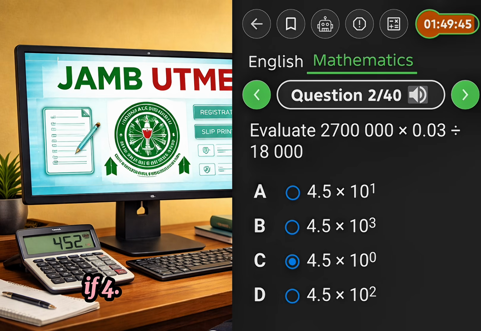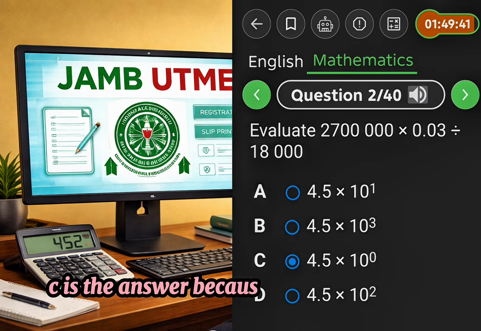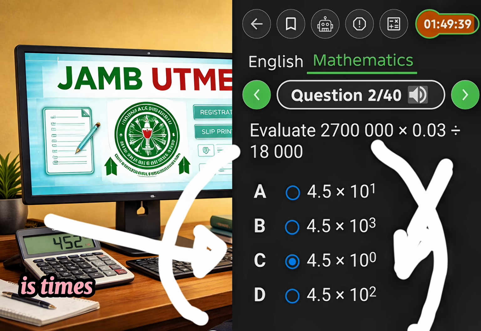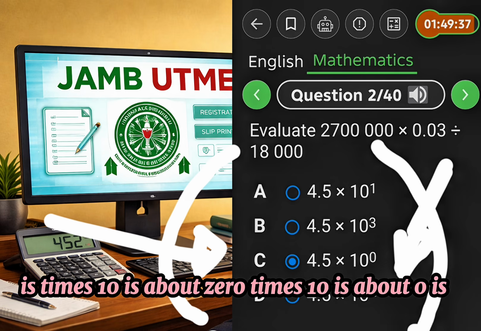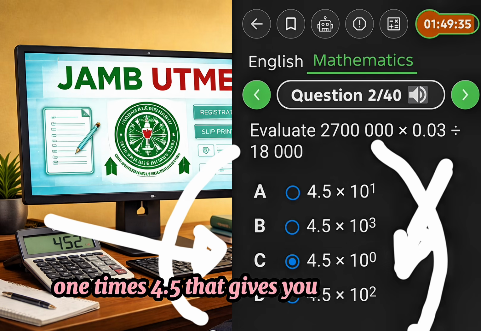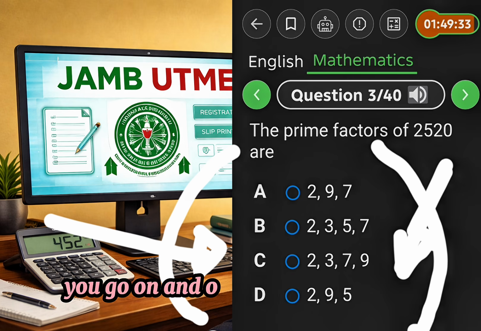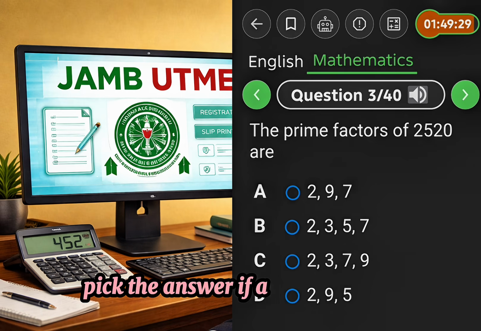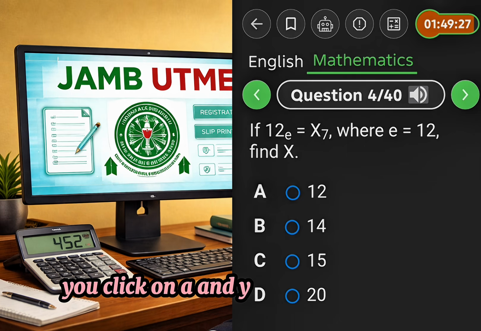If 4.5 times 10 raised to power 3 is your answer, of course that's not the answer. C is the answer, because 4.5 times 10 raised to power 0, and 10 raised to power 0 is 1, times 4.5, gives you the answer. So you go on and on. Prime factor of this, check the prime factor, pick the answer. If A is the answer, you click on A and you go on this way.